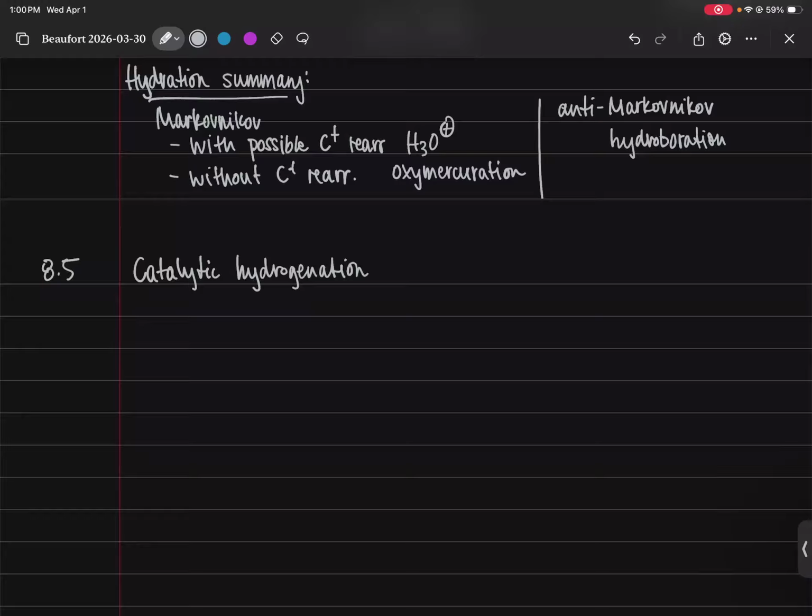Okay, our next reaction is hydrogenation. Unsurprisingly, hydrogenation is addition of 2 hydrogens. So this is just the addition of hydrogen gas, essentially, across the double bond.